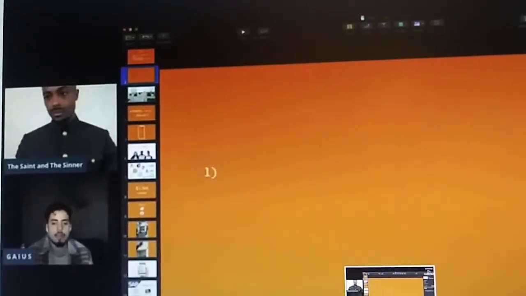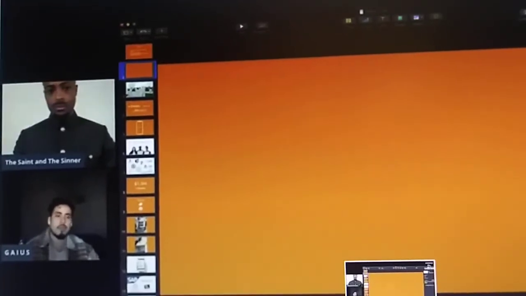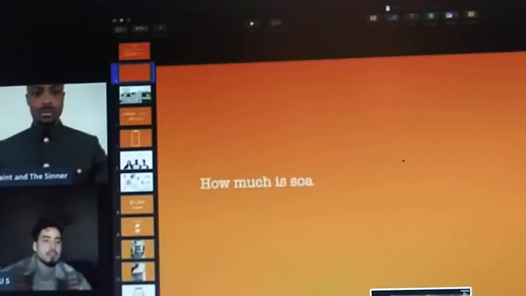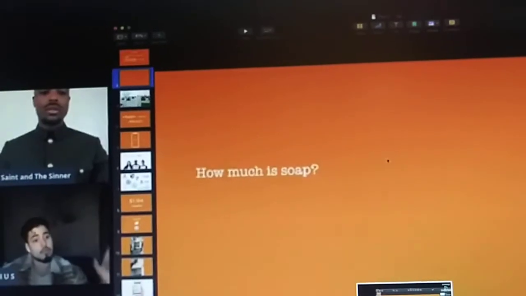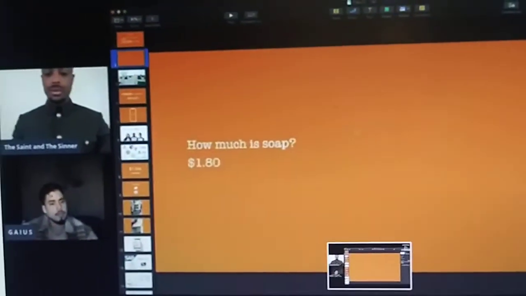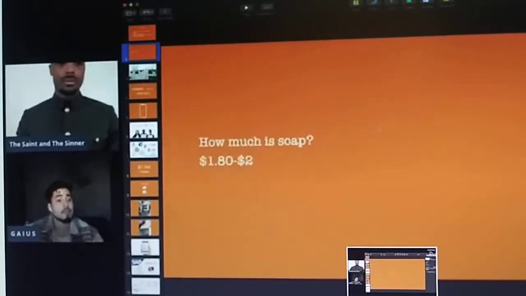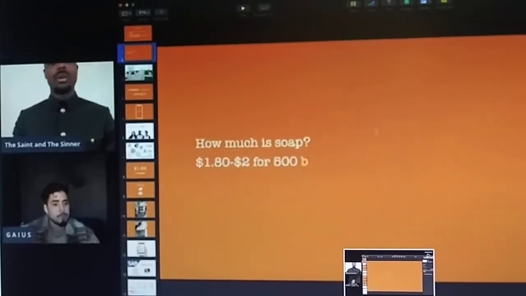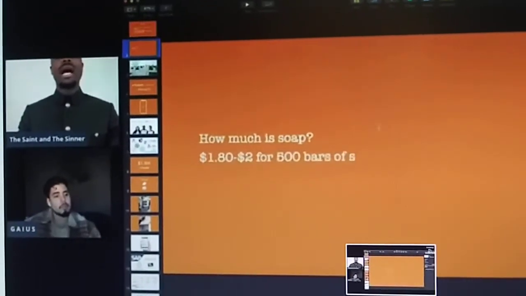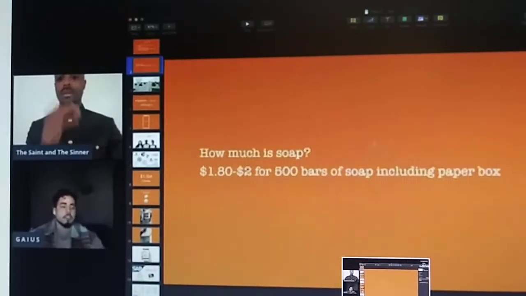So far we've got it so that it'll cost us around $1.80 to $2 to make the soap. Okay, so you said $1.80 to $2. Yeah, just about. For how many bars? 500. 500 bars of soap. And that's including the paper box. So if I did the plastic box, the price is going to change.